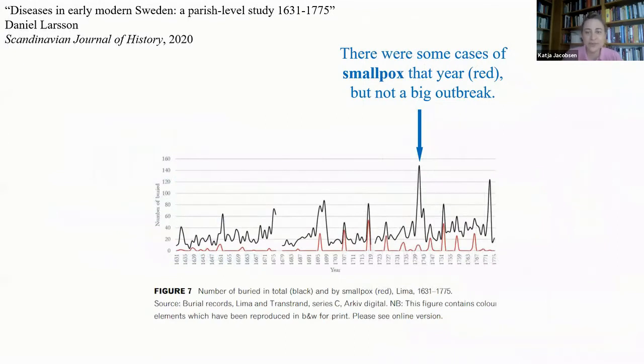The article from Sweden then goes through a set of different possible diseases that they were hypothesizing could be going on. So there were some cases of smallpox that were happening. That's the red below. So the black line is all deaths, and the red is the deaths that were recorded as being due to smallpox. So yes, there were some smallpox cases, but that is not causing the spike.